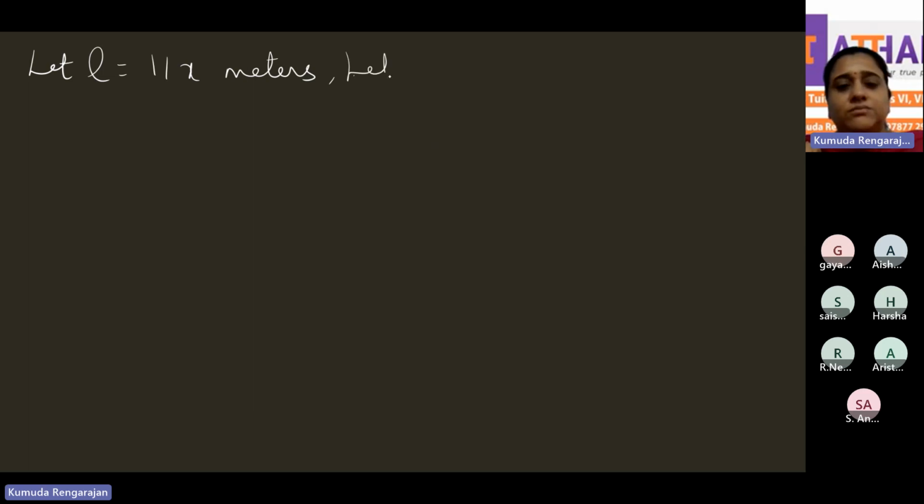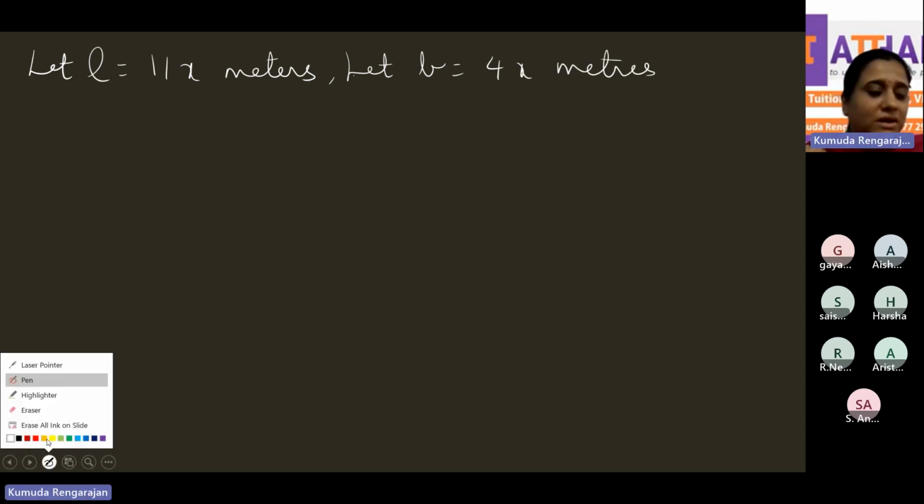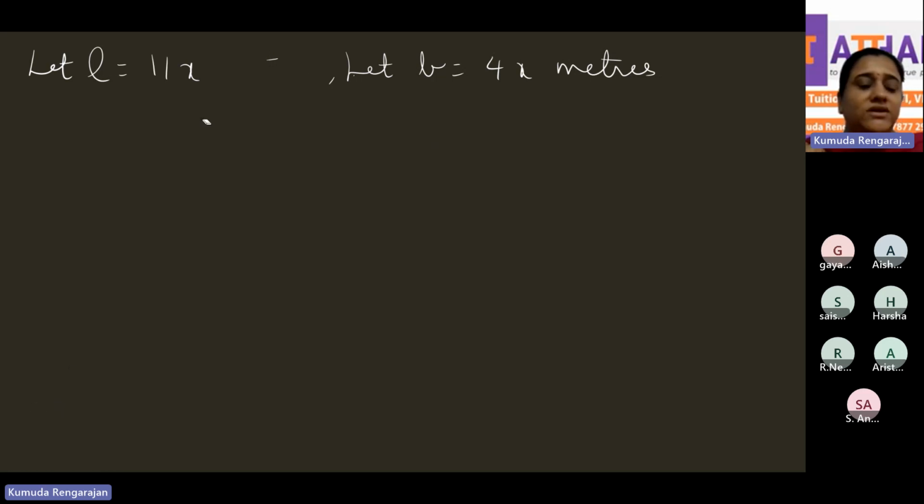Next, we're given the ratio. So you say let L be equal to 11x meters and let B be equal to 4x meters. Suddenly I'm confused with the spelling for meter. TRE or TER? I don't know. You write it correctly. METRES. I think this is okay.